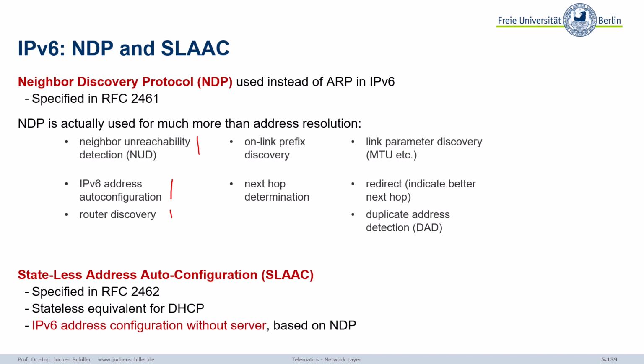So IP version 6 doesn't need a special server for this. Stateless address auto configuration works without any special server and can still configure the IP version 6 address. This is based on NDP. How does it work? Some examples.